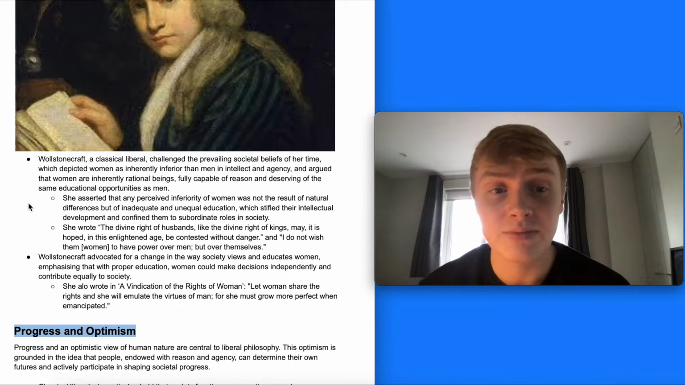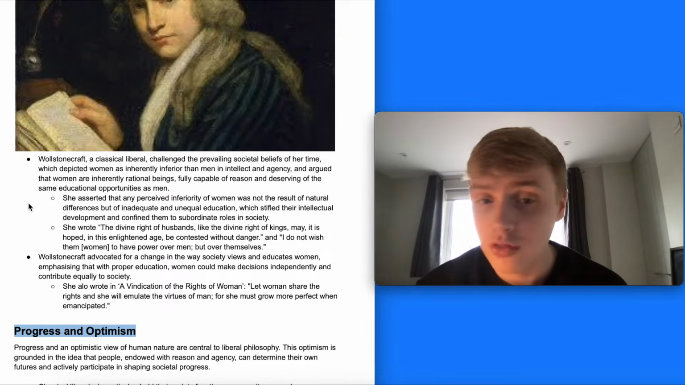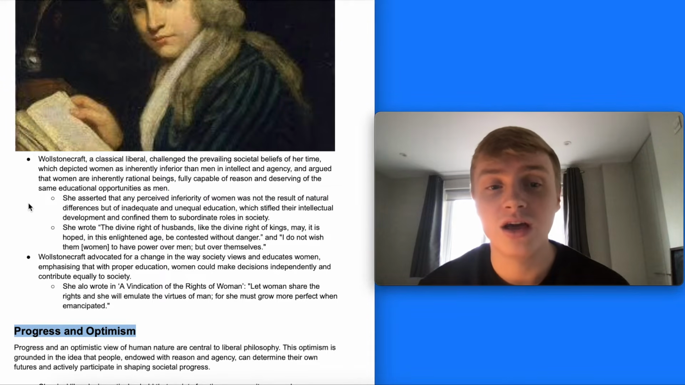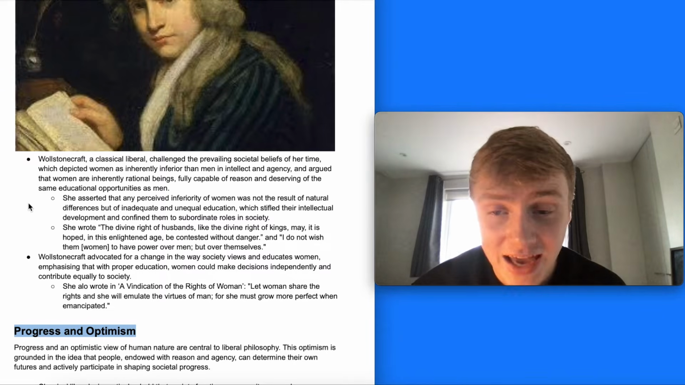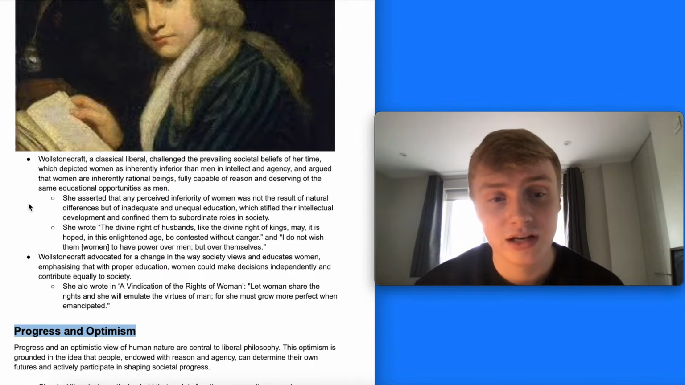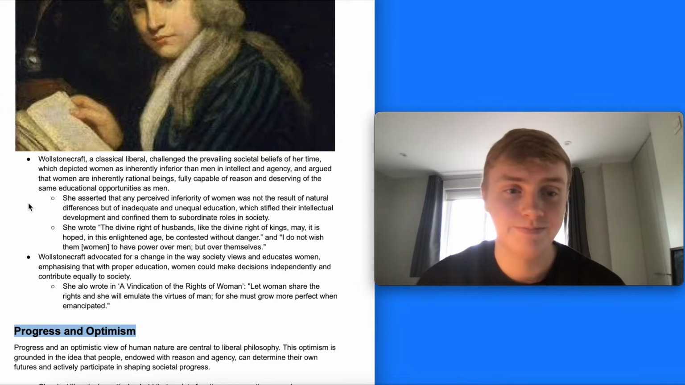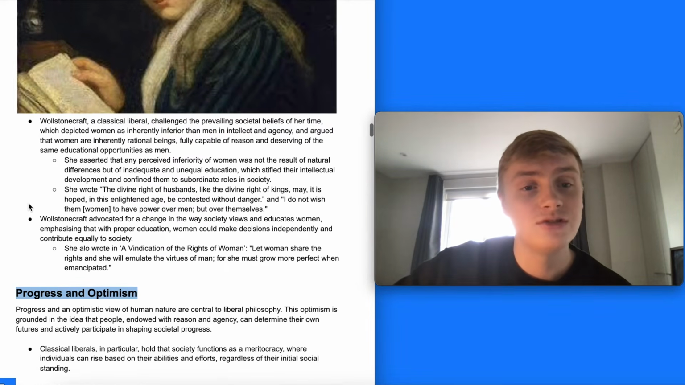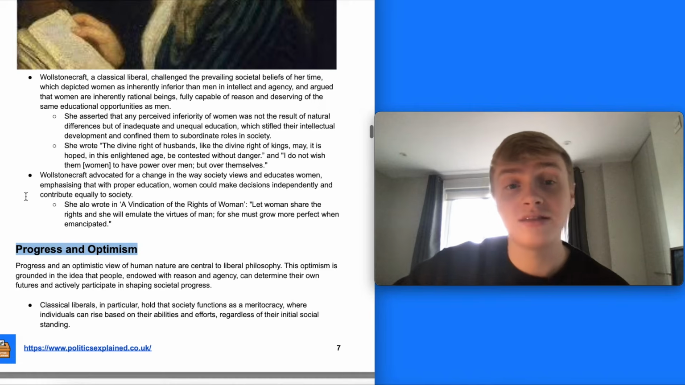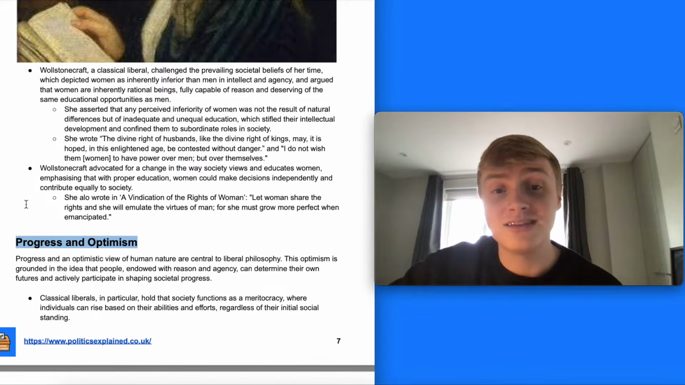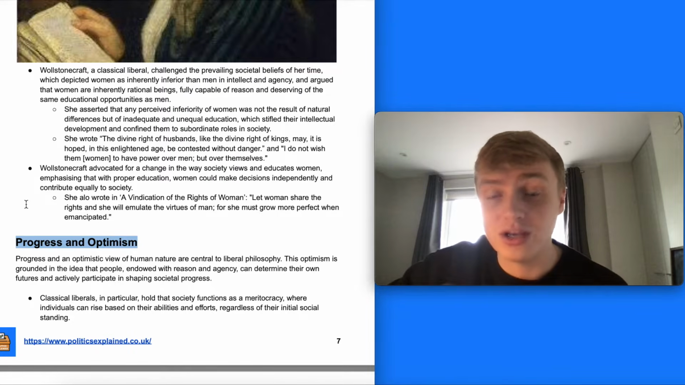So she asserted that any perceived inferiority of women was not the result of natural differences, which many argued in the period, but due to inadequate and unequal education, which stifled their intellectual development and confined them to subordinate roles in society. So she advocated for a change in the way that society views women and educates women, emphasising that with proper education they can make decisions independently and contribute equally to society.